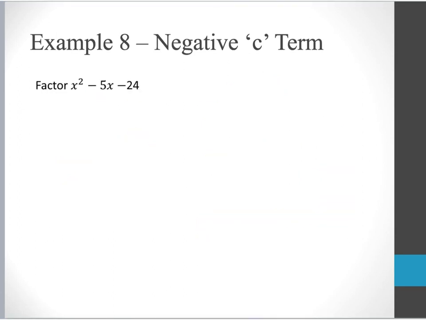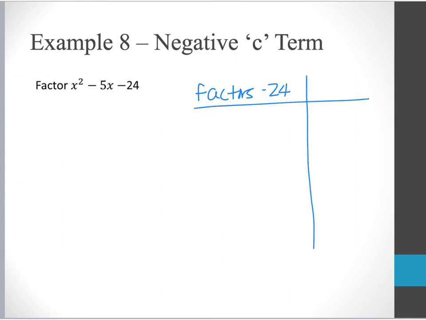Example 8. We're going to start out the same way. We're going to look at our factors. And in this case, we have factors of negative 24, and we want to find a sum. So I'm looking to get factors of negative 24 as well as a sum of negative 5.